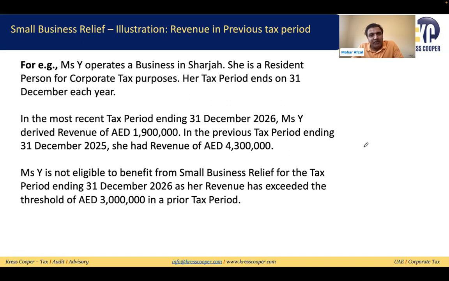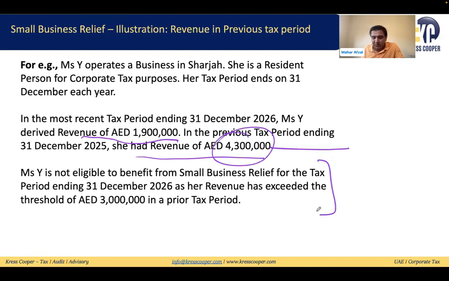Miss Y operates a business in Sharjah. She is a resident person for corporate tax purposes. Her tax period ends on 31st December each year. In the most recent tax period, 31st December 2026, Miss Y derived revenue of 1.9 million. Current tax period revenue is 1.9 million. Previous period is 4.3. They have already breached the threshold in a previous tax period, so she cannot opt for the small business relief, because the previous period tax revenue would have to be less than 3 million or maximum 3 million.